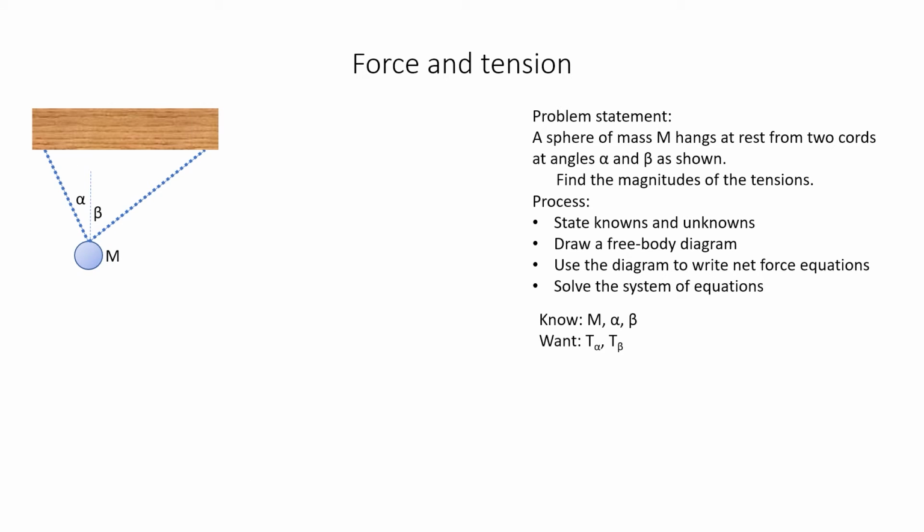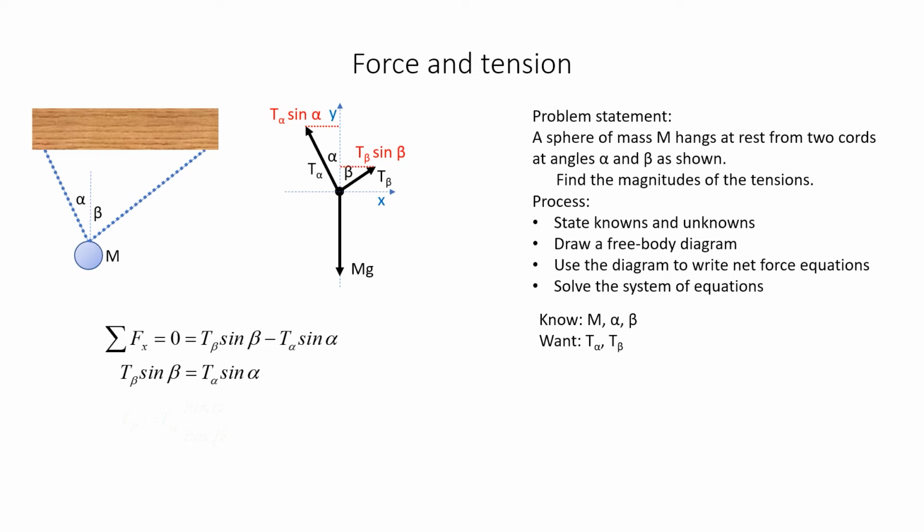Now we use a similar approach where the angles aren't the same. We've defined an angle alpha and an angle beta, and we want to find both of the tensions in the system. Here I've drawn the free body diagram with the point at the origin and alpha and beta.